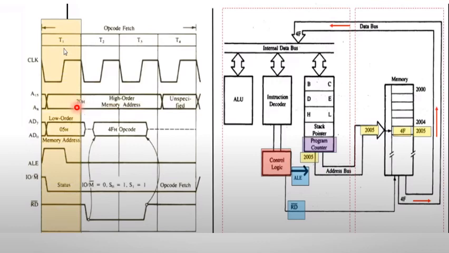Once the lower order and higher order addresses are obtained, what does the microprocessor have to do? It has to read the opcode which is written in the memory. I have told you that first the ALE signal is generated, and the lower order and higher order addresses are taken through the address bus. So that is what happens in the clock 1 cycle of the machine.